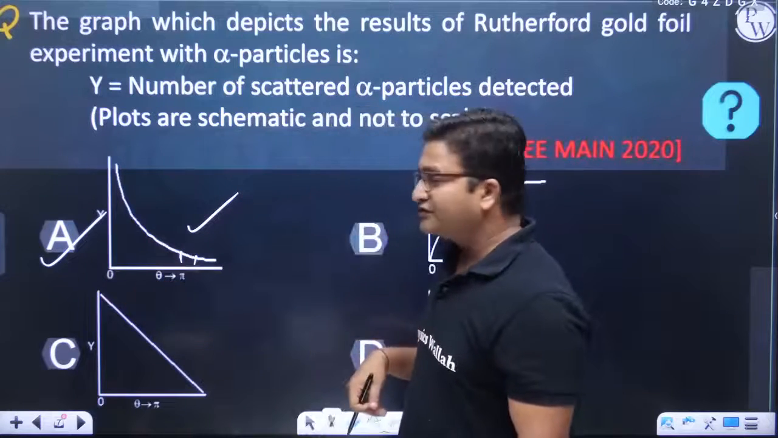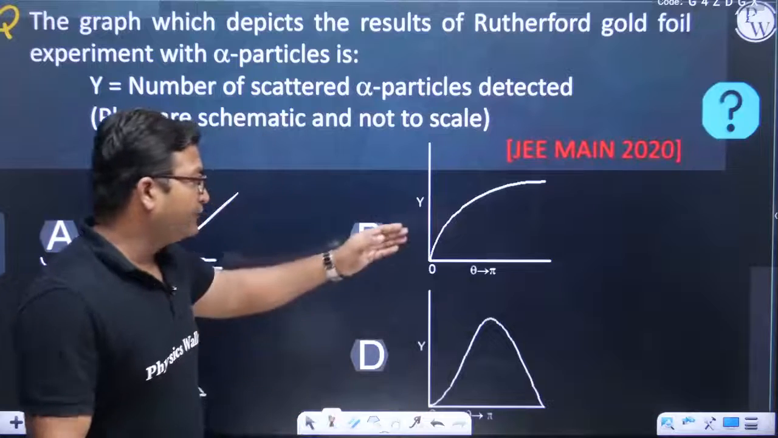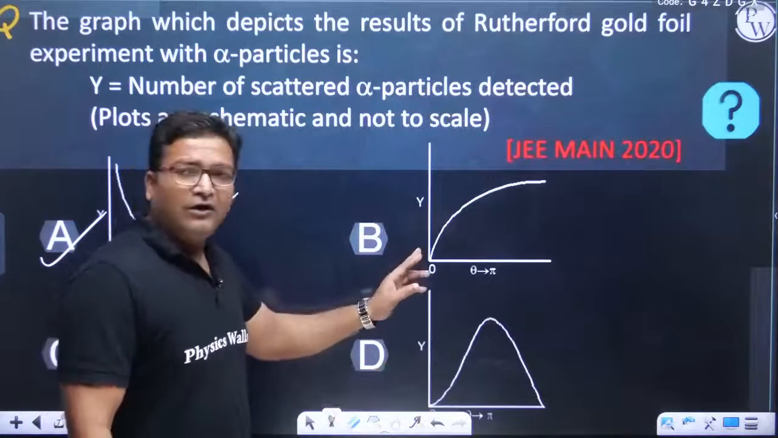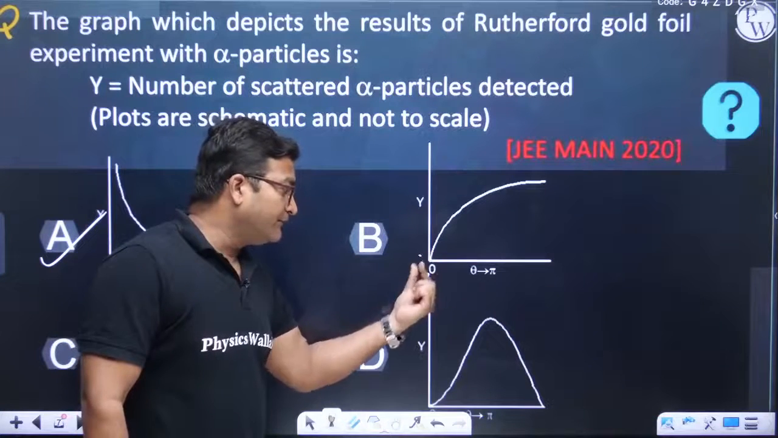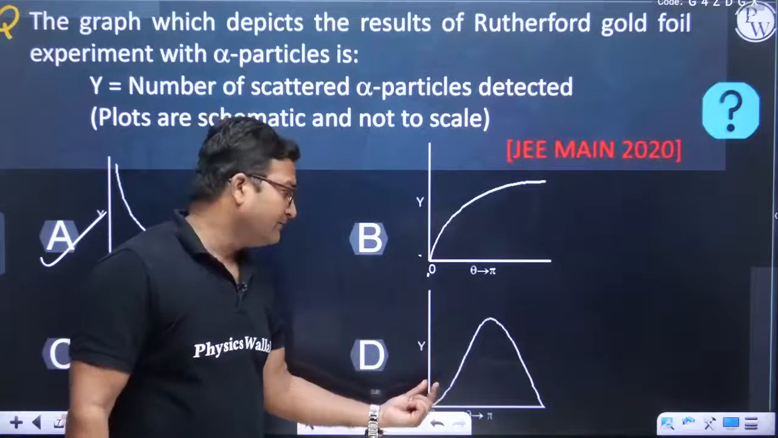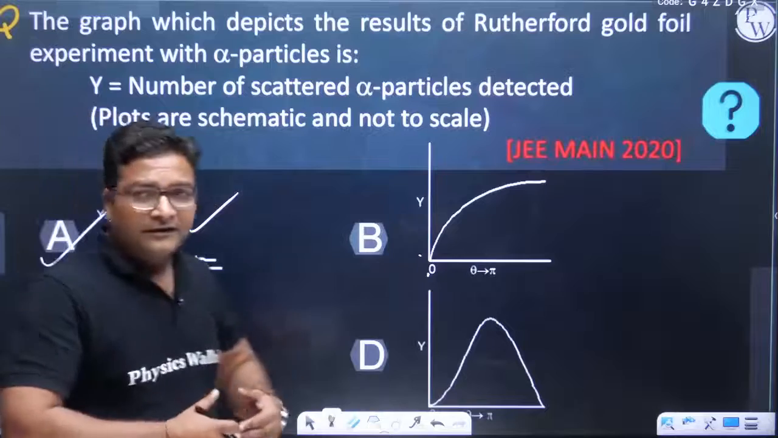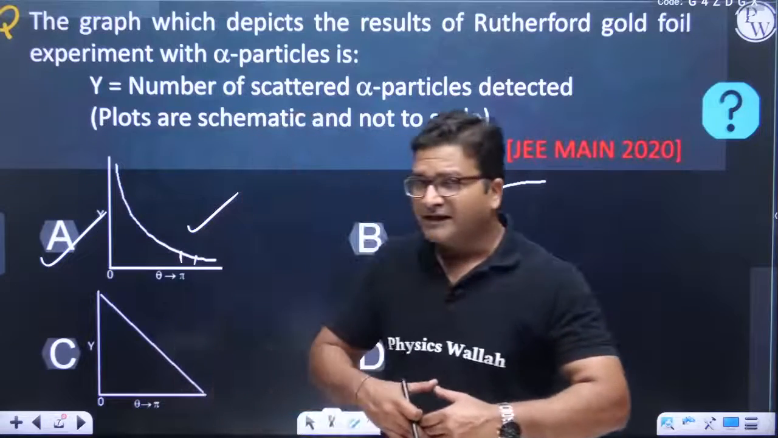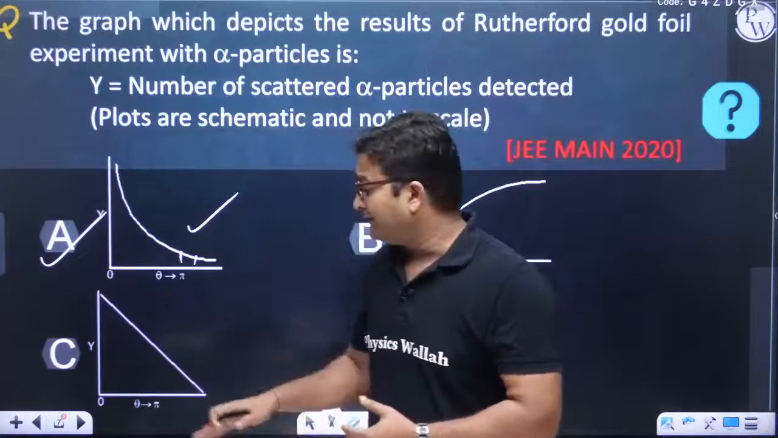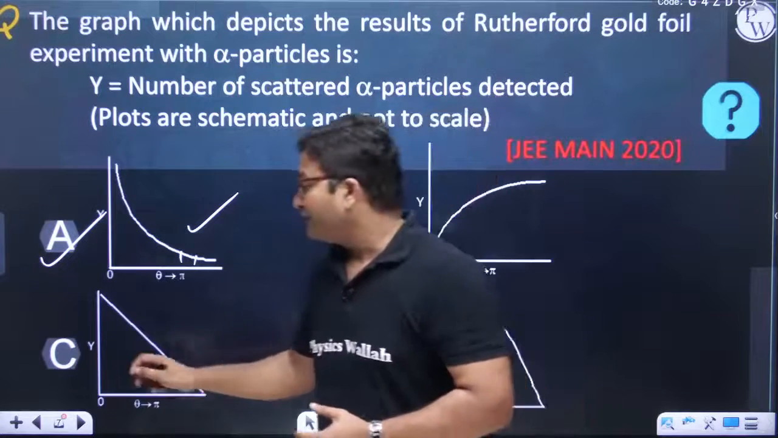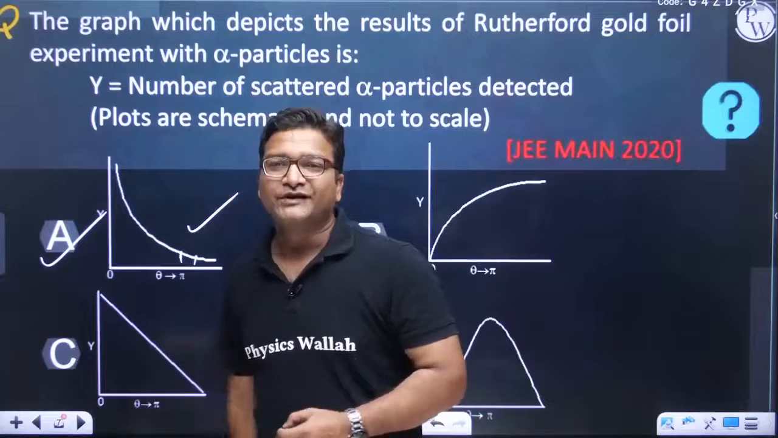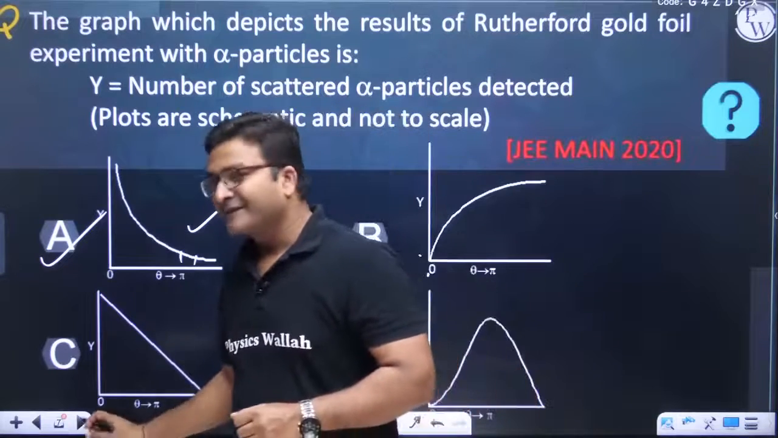In the rest of the options, if you see B and D, they say an almost negligible number of particles have zero deflection. So that is obviously wrong. And the number of alpha particles deflecting and the deflection angle have no linear relationship, so this is also incorrect. So the correct choice is obviously A.